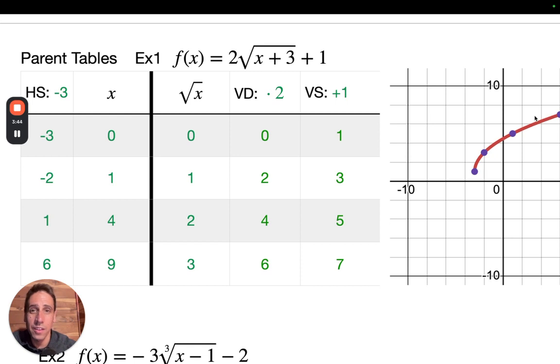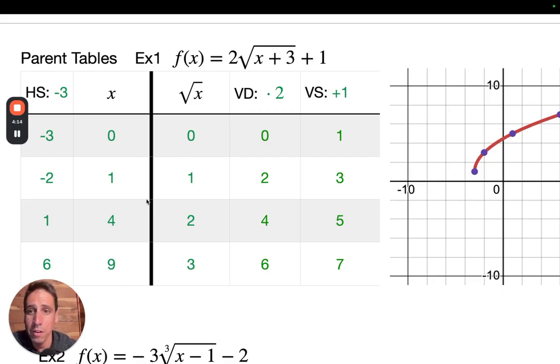I wanted to say that this would be really tricky to do if it were just an input-output table, graphing table, because you would have to come up with these numbers, -3, -2, 1, and 6 as your start, because when you put -3 in here, you get -3 plus 3 gives you 0. Then you take the square root, and you get 0, and then you multiply by 2, and you get 0, and you add 1. But coming up with these x values is incredibly tricky to start off with. Way easier to use a parent table.